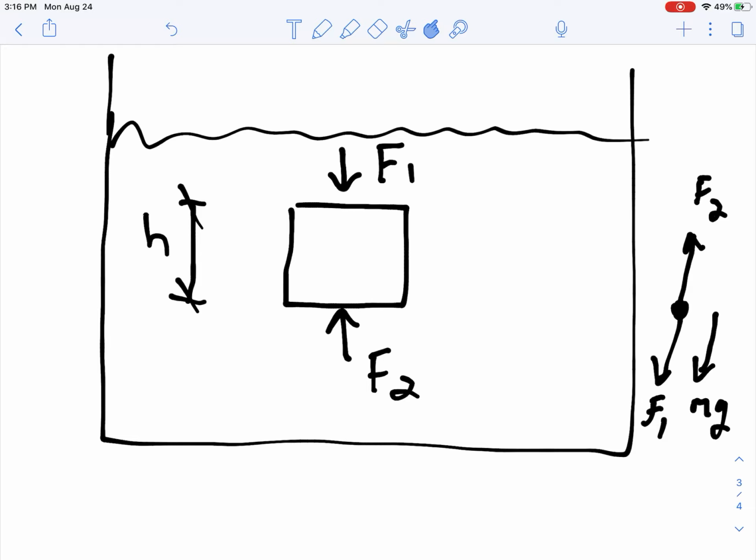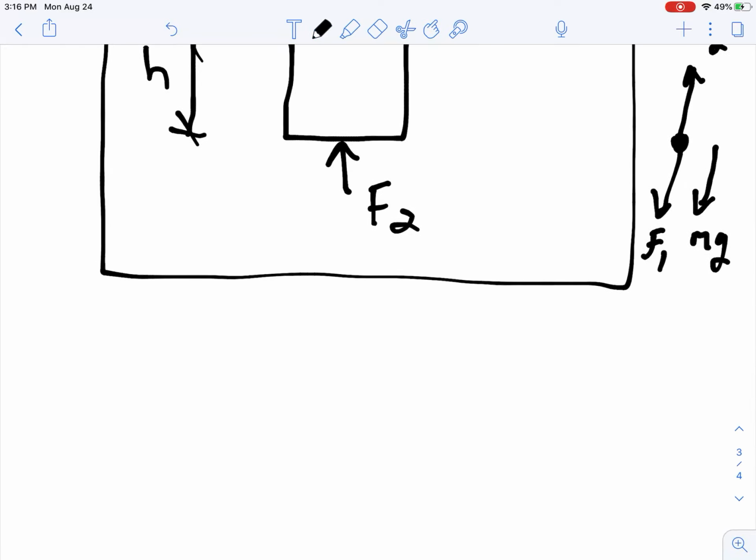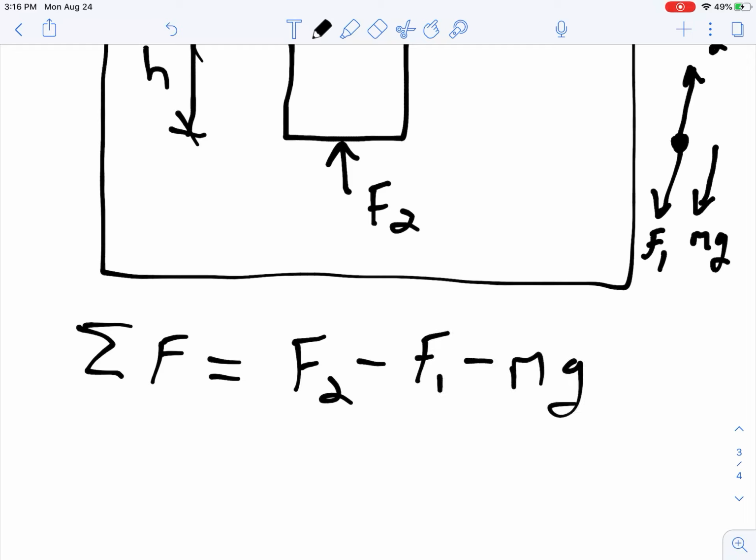So let's look at the net force. Oh boy, we haven't done this in a while. What's the net force? Well, the net force in all the directions but the vertical direction will be 0. In the vertical direction, the net force would be force 2 minus force 1 minus mg, and all that's going to add to 0.